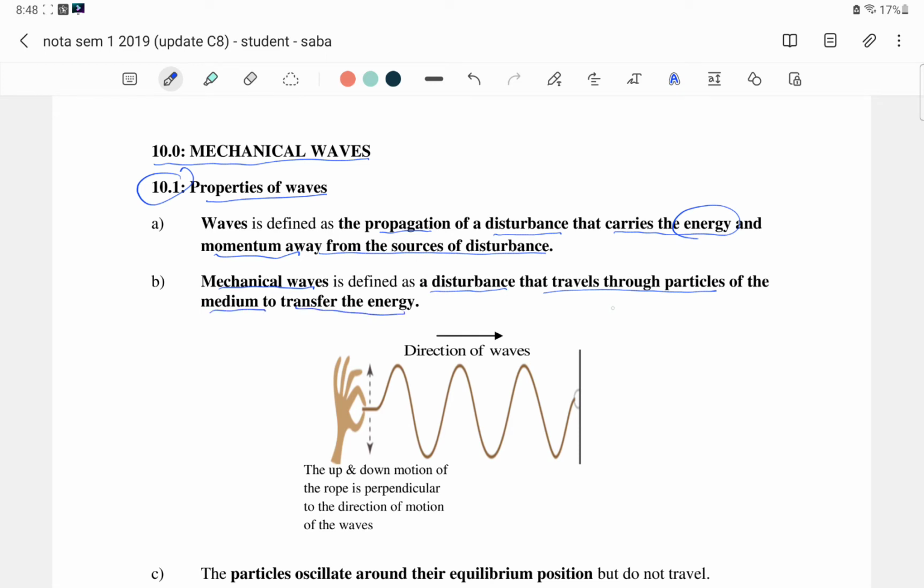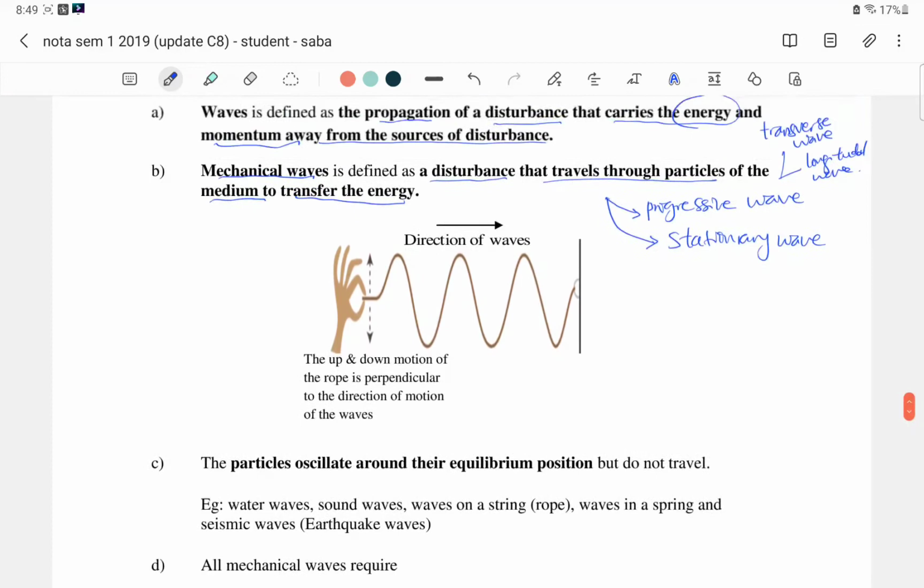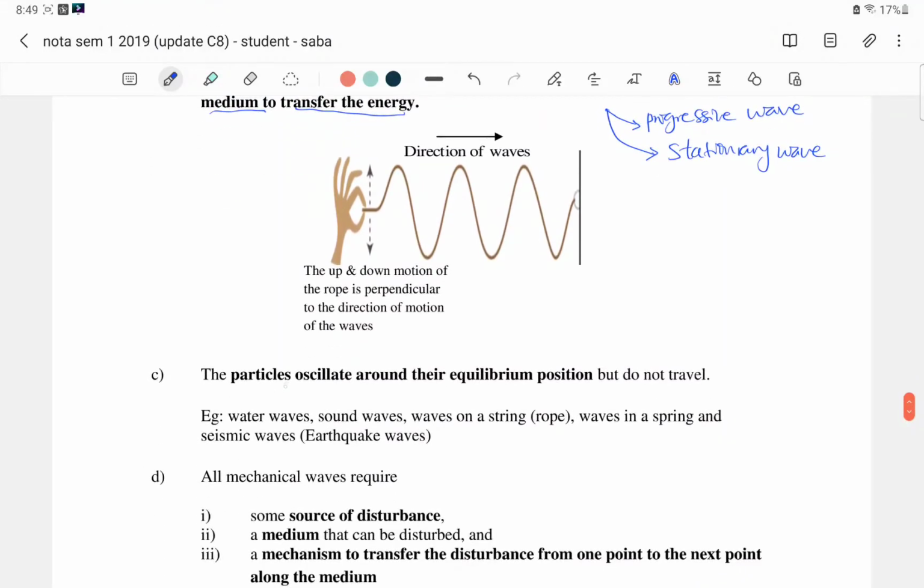For mechanical wave, we have two waves, which is progressive wave and also stationary wave. And for progressive wave, it is divided into two, which is transverse wave and longitudinal wave. Alright, so we can look at this one. The particles oscillate around their equilibrium position but do not travel.